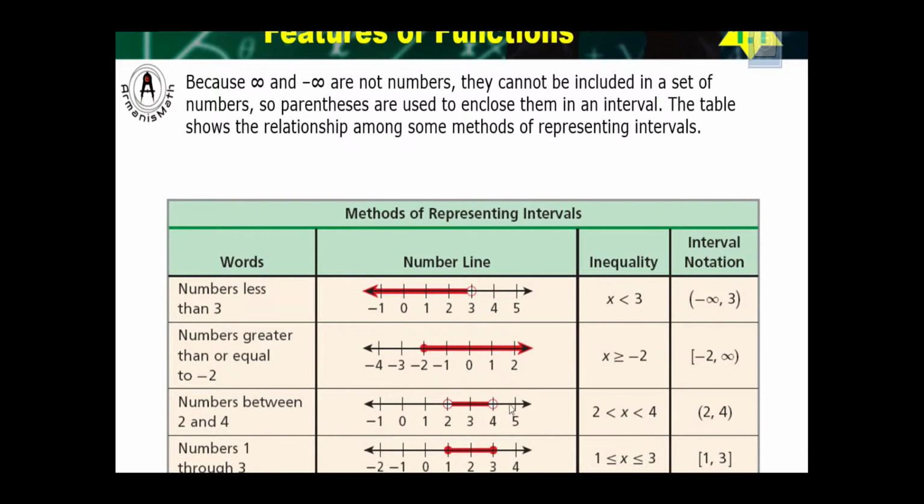Third, we talked about between two numbers. X is between 2 and 4, and x is parentheses 2, comma, 4 because you're not including either of them. Last but not least, the number is from 1 to 3, including the 1 and 3. So I do include the 1 and I do include the 3 in the inequality by having equal to, and I do that in the interval by having brackets to represent that.